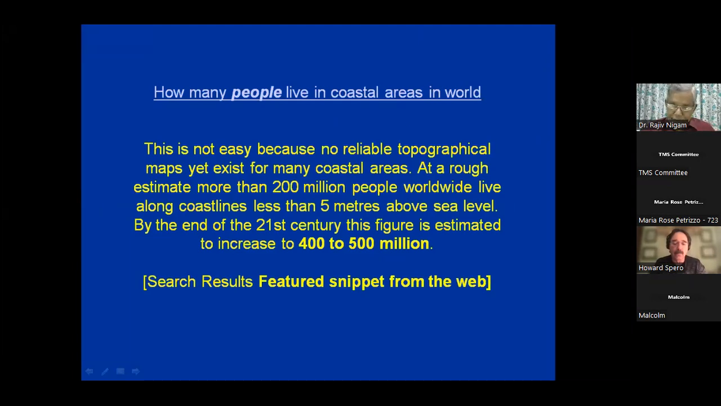I just downloaded some data from the internet. It's difficult to get a very correct picture, but the coast became a very favorite place for the development and concentration of human population. It is said that about 200 million people worldwide are living along the coastline, which they defined as 5 meters above sea level. And they say by the 25th century, it should be around 400 to 500 million. Now, this development has brought pressure on the coastal areas.